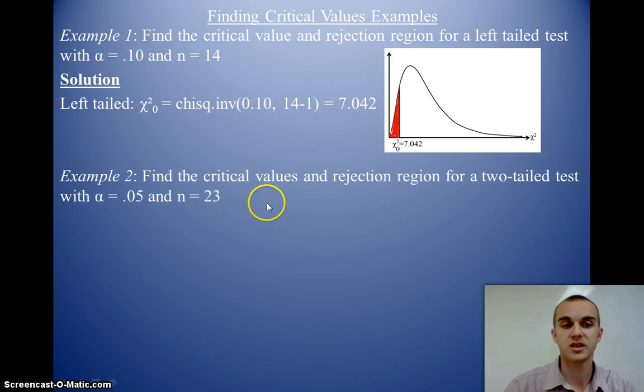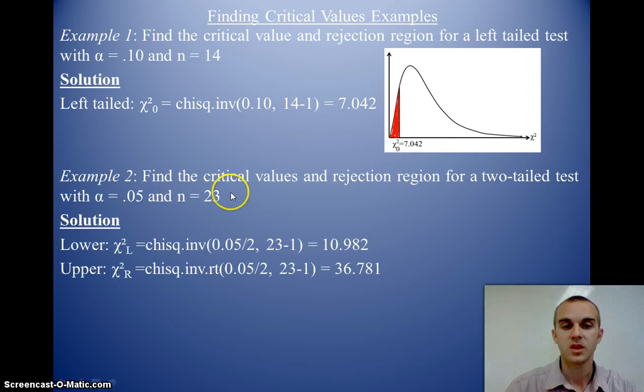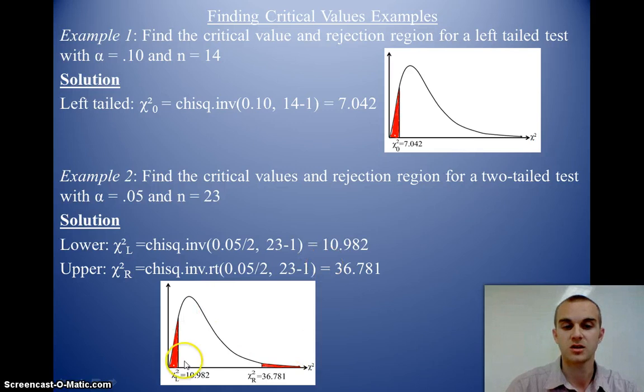Now say I want to do a two-tailed test, alpha of 0.05 and sample size of 23. I've got to do a left-tailed and a right-tailed chi-squared. The biggest thing to remember is that when I do my alpha, it's alpha divided by 2 since it's a two-tailed test. And that'll give me these two values. I plot them and shade the extremes.